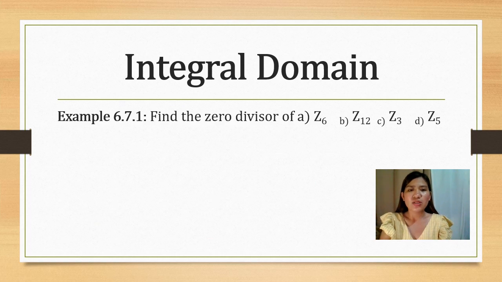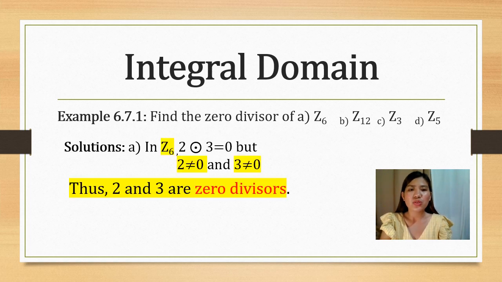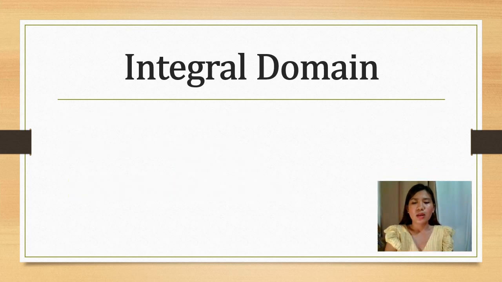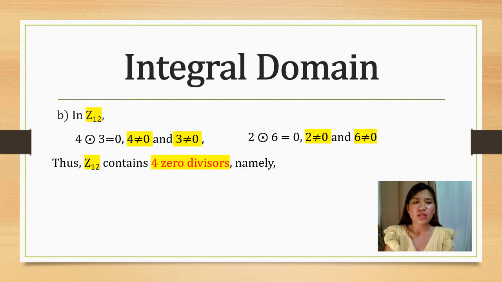Now let us find the zero divisors of Z6, Z12, Z3, and Z5. For Z6, we have two zero divisors. We have 2 and 3, since under multiplication modulo 6, 2 times 3 is equal to 0. In Z12, take note that Z12 here is closed under multiplication modulo 12. So in Z12, we have four zero divisors, namely 2, 3, 4, and 6.